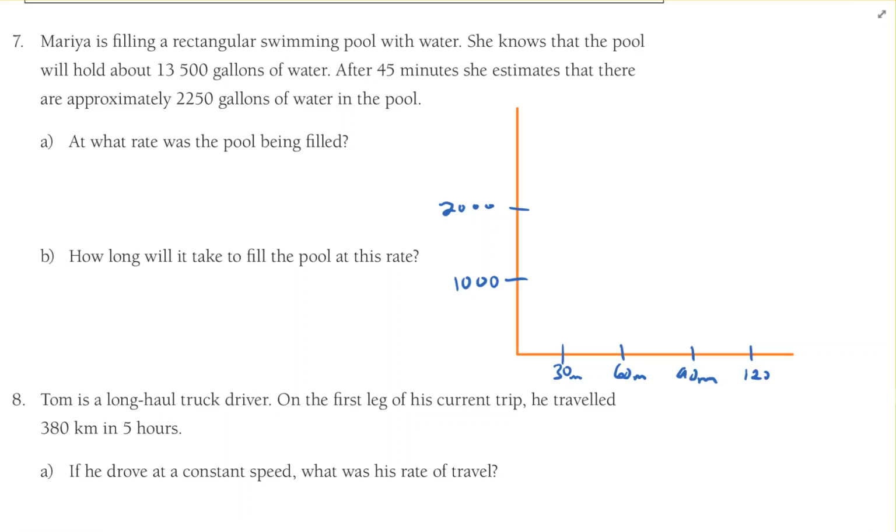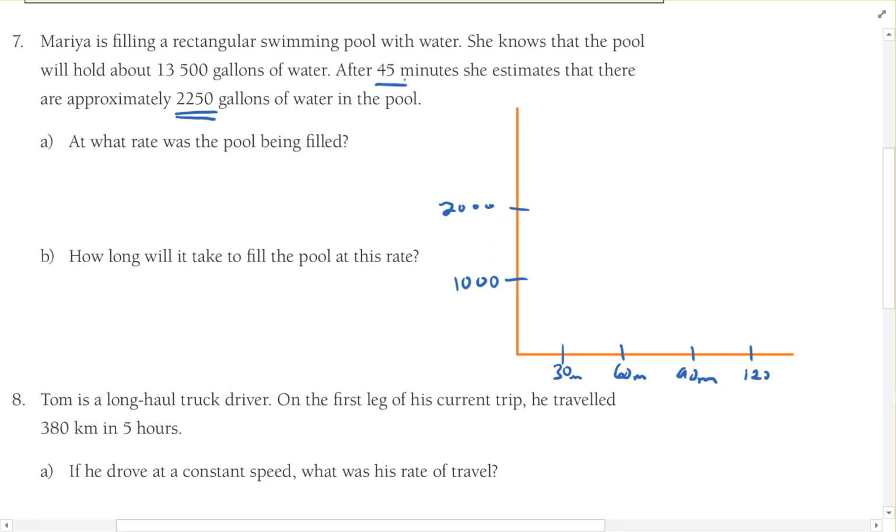Okay, looking at number 7 here. It says Maria is filling a rectangular swimming pool with water. She knows that the pool will hold 13,500 gallons of water. After 45 minutes, she estimates that there are approximately 2,250 gallons of water in the pool. So at what rate was the pool being filled? For right now, we're just going to ignore this number. We don't really need that yet. We're going to look at this number and this one.